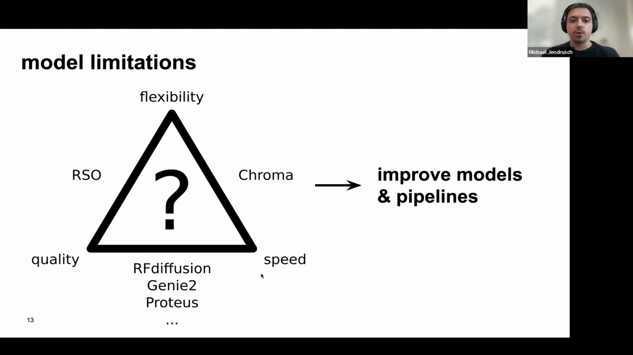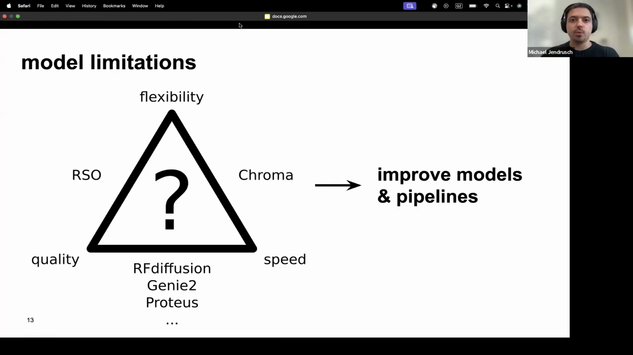Right. And so most diffusion models like RF diffusion or Genie, they fall somewhere along the quality and speed axis. So they produce reasonable designability at reasonably high speed, but they lack flexibility as they have to be retrained from task to task. For example, if you want to do binder design, you have to train a separate model. If you want to do motif scaffolding, you have to train a separate model and so on.